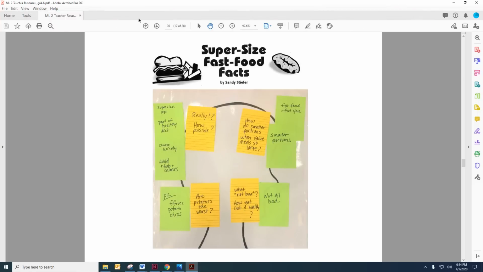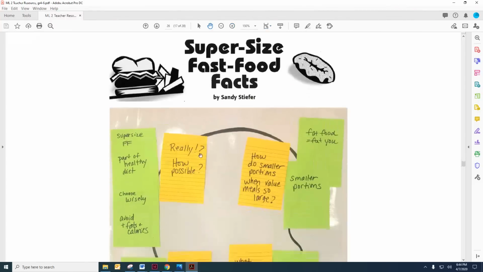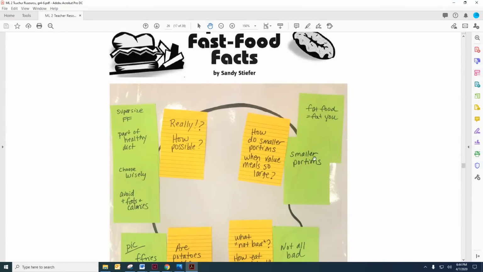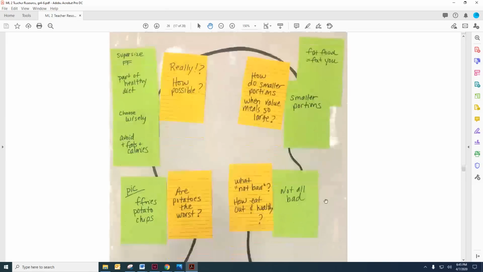Now let's look at the screen. Here are the questions I had. My question is, how is it possible that fast food is part of a healthy diet? I had the question of, how can I possibly get smaller portions when value meals come so large? I had the question after seeing the detail, the subhead, that fast food's not all bad. I'm thinking, how? How's it not all bad? How can you eat out and eat healthily?